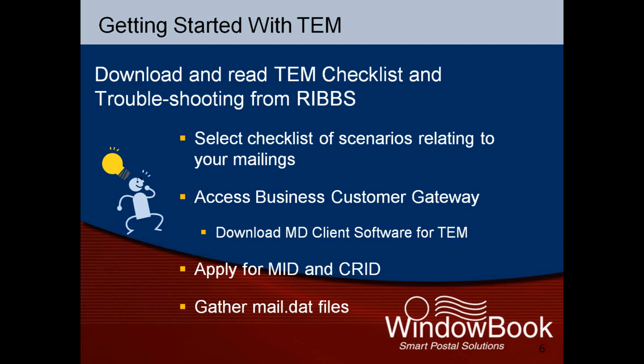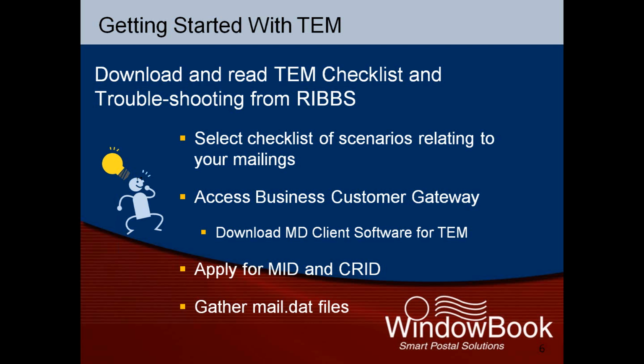All TEM testing occurs on Postal One, so you will need to access the Business Customer Gateway from the Postal Service website to get started. Here you will download the Postal Service software, which is called MD Client or sometimes MDR Client, for the TEM environment. If you have not already done so, you will also need to apply for a Mailer Identification Number, or MID, and a Customer Registration Identification Number, or CRID. This information must be populated in the mail.dat files that are transmitted to Postal One during the testing, and these uniquely identify you as a mailer.